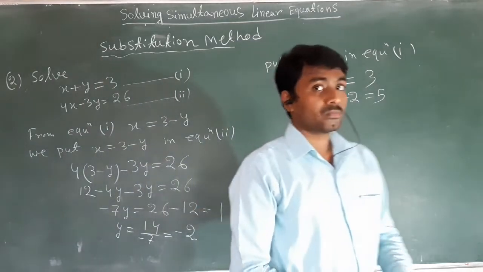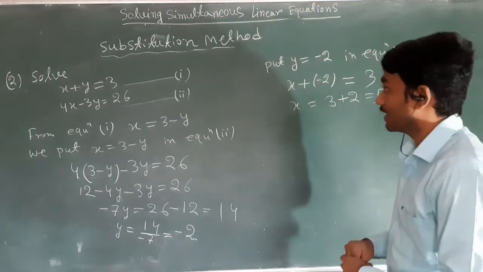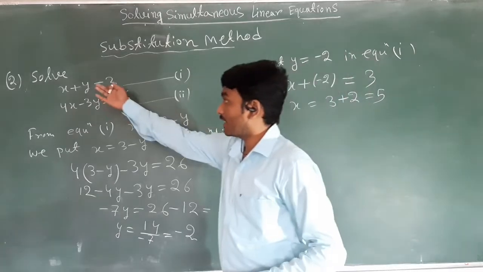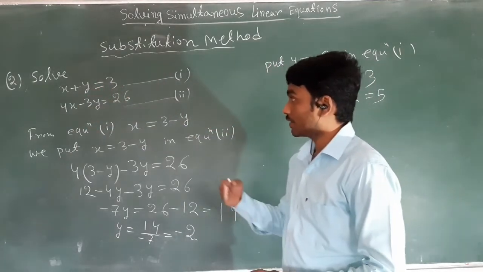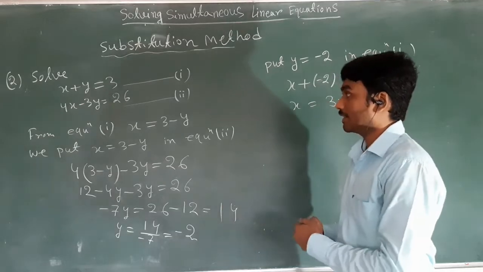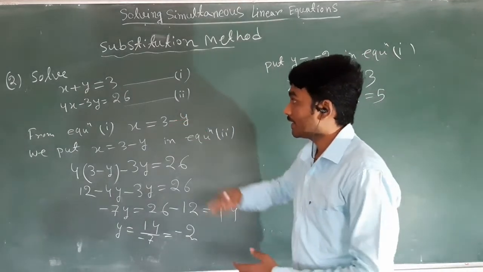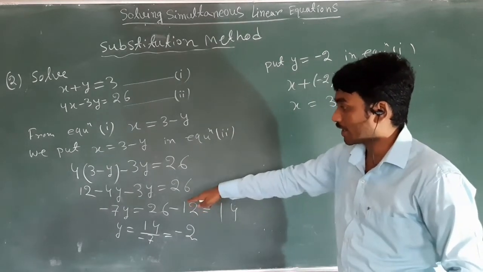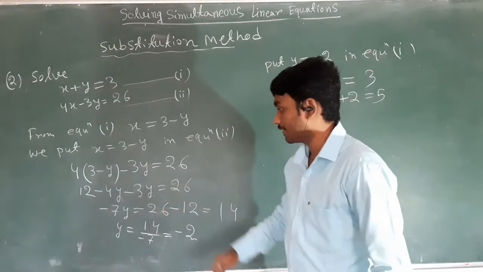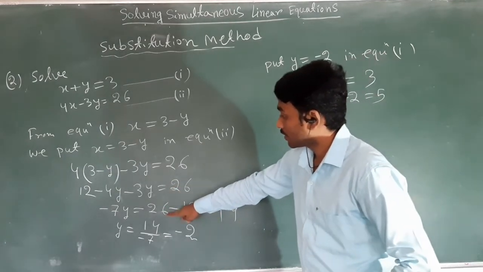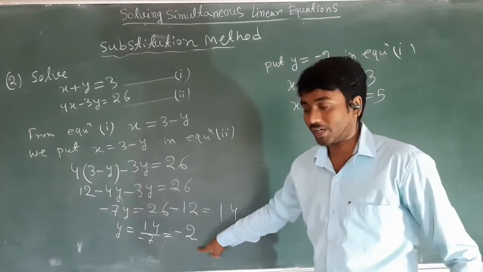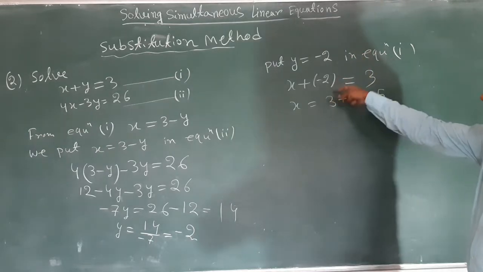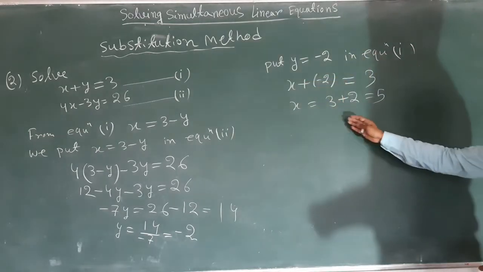So when we solve simultaneous linear equations by the substitution method, first we express any variable, suppose x, in terms of y. Next we put the value of x in the second equation. Then the second equation becomes a linear equation in the single variable y. Then we solve the new equation and we get the value of y. And next we put the value of y in any one equation, first or second, and then we get the value of x.